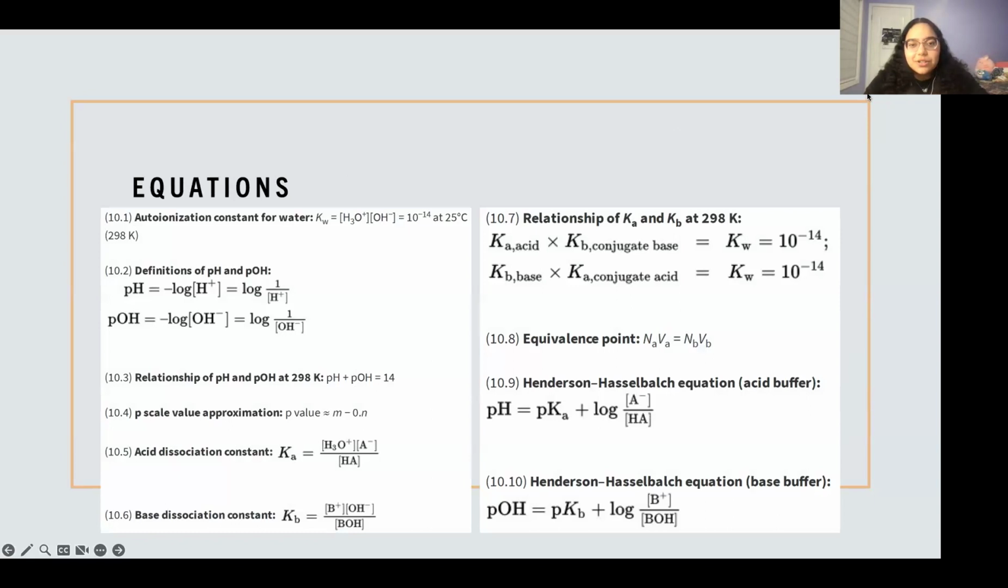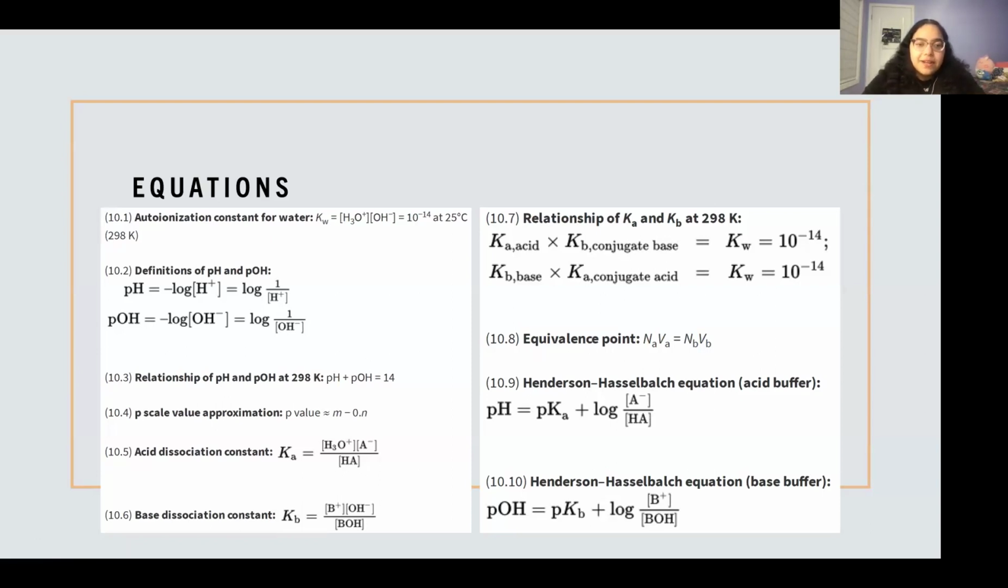Kw, or the ionization constant for water, is the concentration of hydronium ions multiplied by the concentration of hydroxide ions, and that's 10 to the negative 14 at standard temperature. And then you define pH and pOH, power of hydrogen and power of hydroxide. pH is the negative log concentration of H plus, and pOH is the negative log concentration of OH minus.